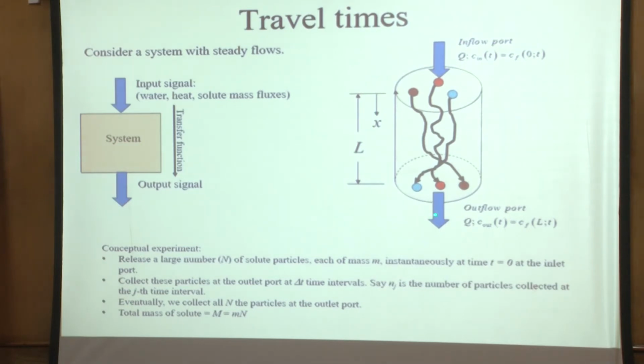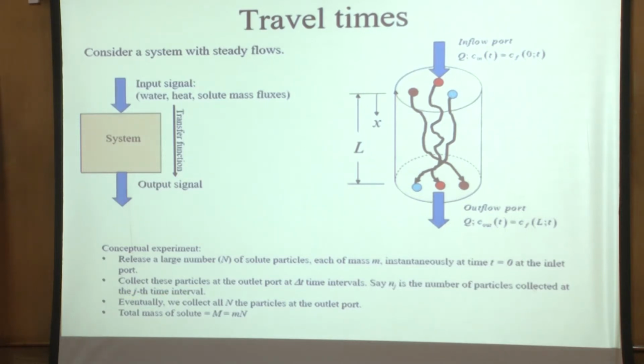What we start doing is, at the outflow end, as a function of time, with each delta t time interval, we'll collect the water that comes out, count how many particles we have of the solute in it. Go to the next delta t, collect that water, and count the solute particles, similar to what we do in experiments. So we'll collect these particles at the outlet port at delta t time intervals, and we will denote by n sub j the number of particles that I have collected during the jth time interval.